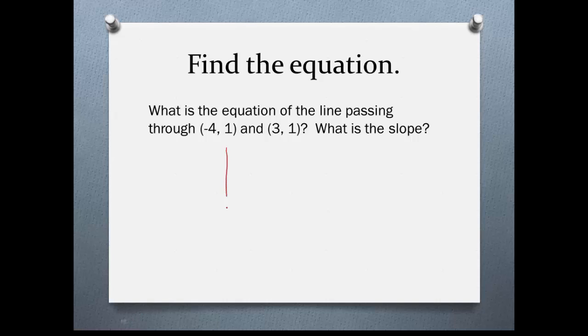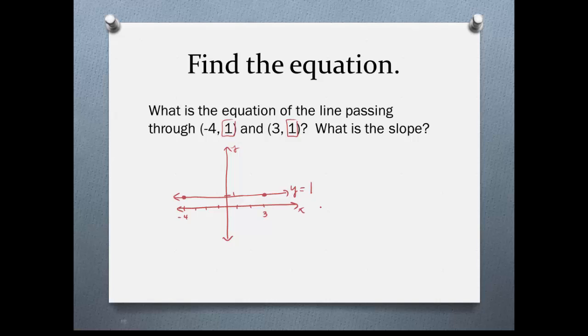Last one here, -4, 1 and 3, 1. What's the equation and what's the slope? So -4, 1 is over here in quadrant 2. 3, 1 is over here in quadrant 1. If I connect those dots, I get a horizontal line. And the equation of the horizontal line, if I look up here at the coordinates and I see which coordinate was staying the same, it's the y coordinate that's staying the same. So this line is y equals 1.